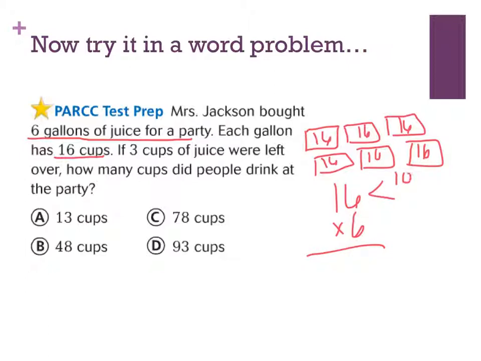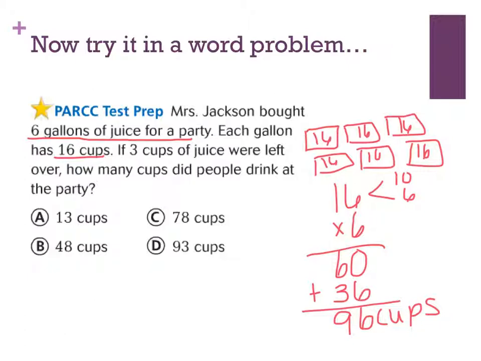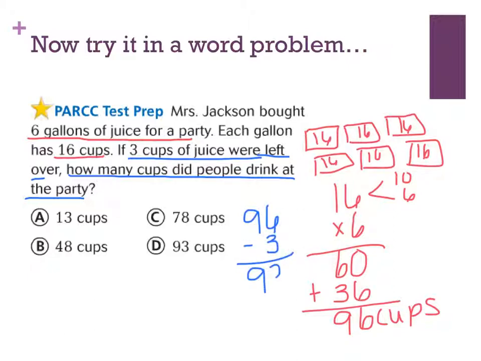16 breaks apart into 10 and 6. So 6 times 10 is 60, and 6 times 6 is 36. When I add those together, I get 96. So Mrs. Jackson bought 96 cups of juice. But the problem doesn't ask me how many cups of juice she brought. It asks me how many cups people drank at the party. It tells me that 3 cups of juice were left over. If she bought 96 cups, 96 minus the 3 that are left over will tell me how many cups people drank, and that answer is 93. So the people at the party drank 93 cups of juice, or multiple choice option D.